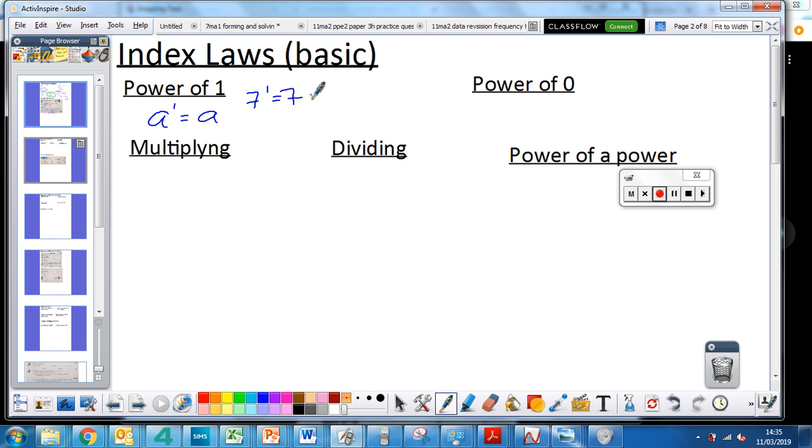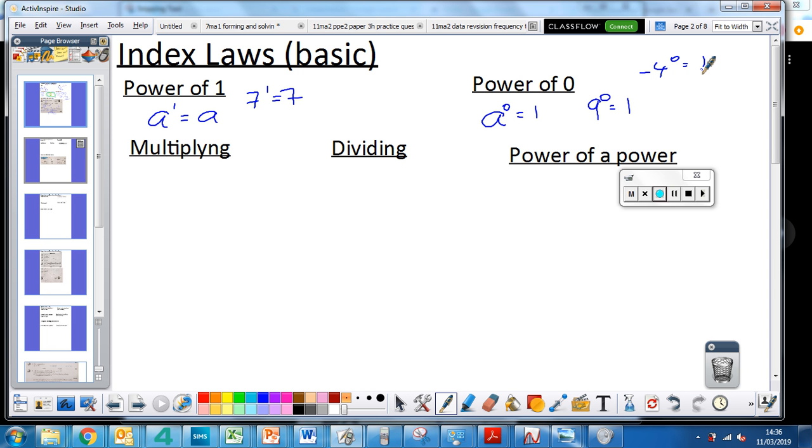Rule number 1. Rule number 2, anything to the power 0, anything at all to the power 0 is equal to 1. For example, 9 to the power 0 equals 1. Negative 4 to the power 0 equals 1. Anything to the power 0 equals 1.